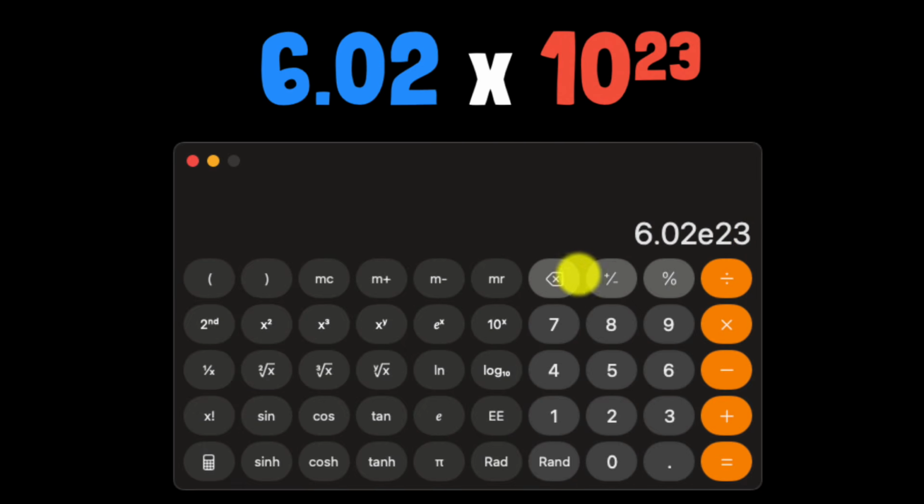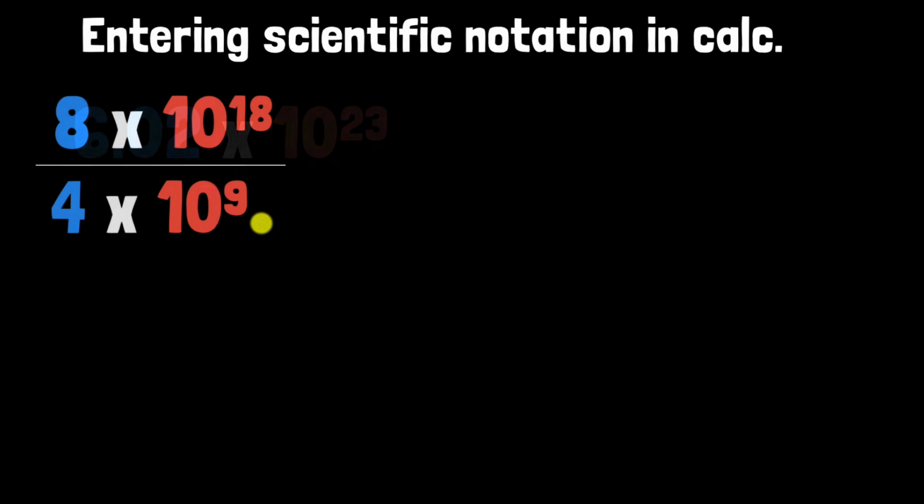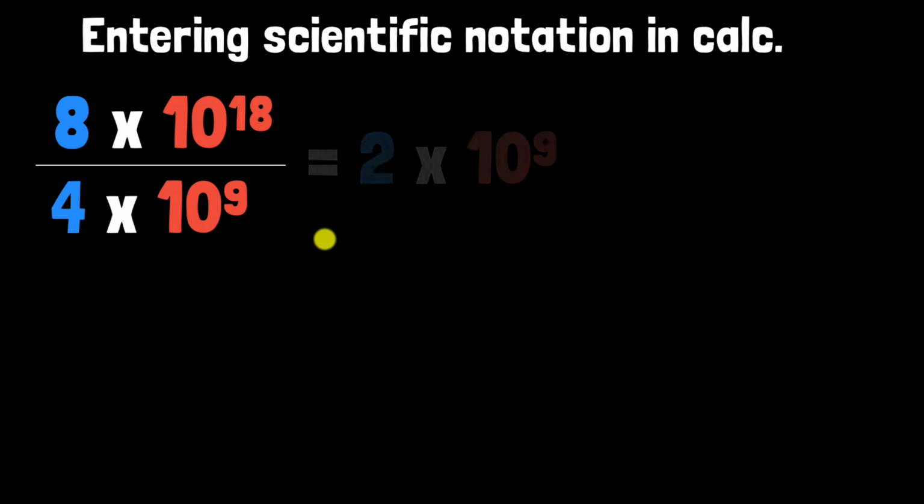Now, you may be wondering, why can't we just do 6.02 times 10 to the power 23? For one, we have to do so many clicks, but more importantly, this can give us some serious errors when we're doing calculations. Let me take an example. Let's say we want to carry out this calculation, this number divided by this number. The correct answer is 2 times 10 to the power 9.